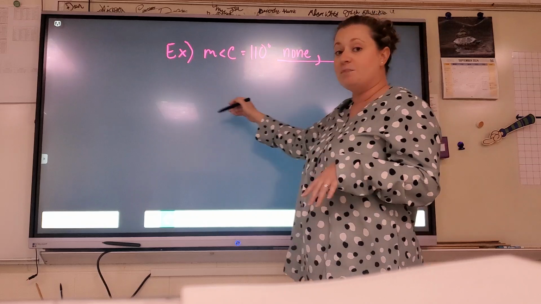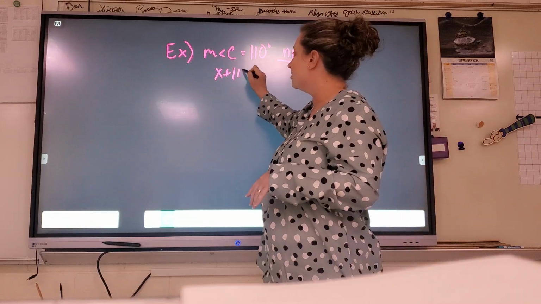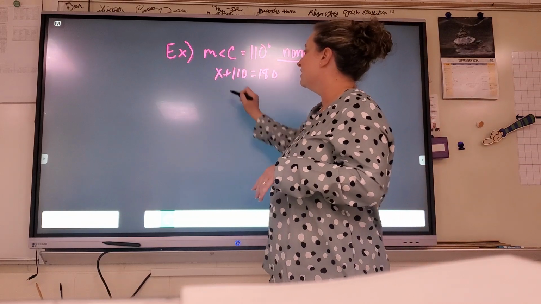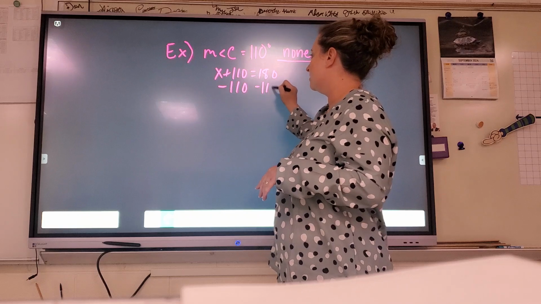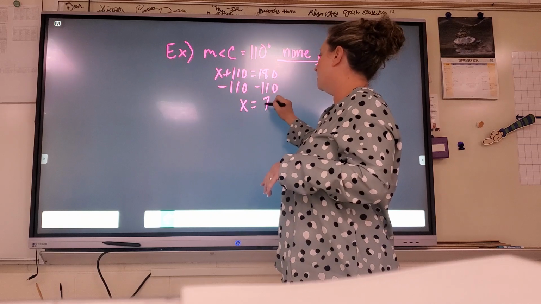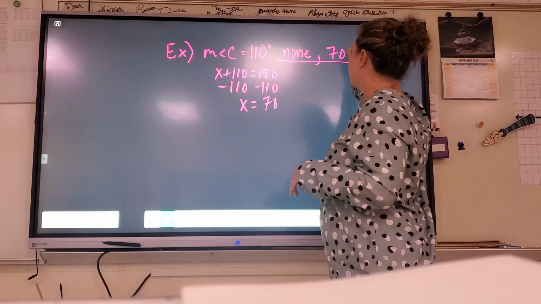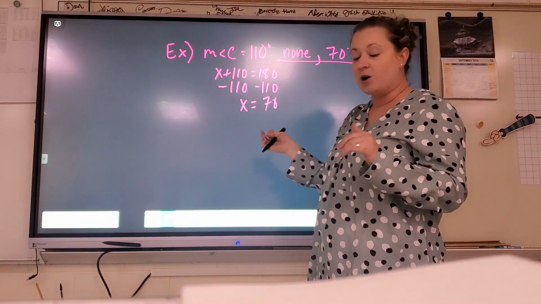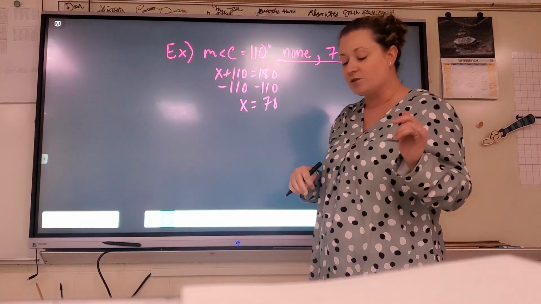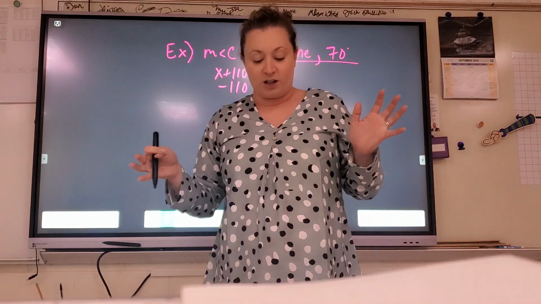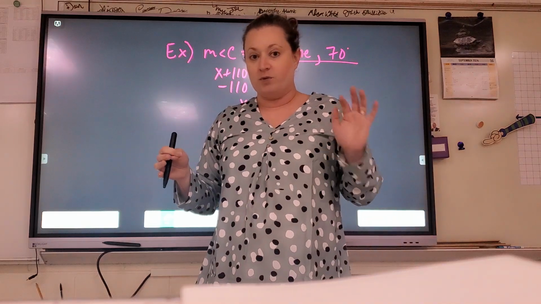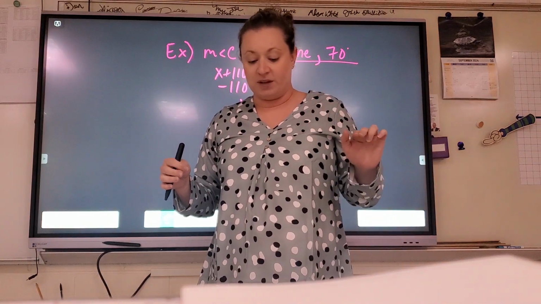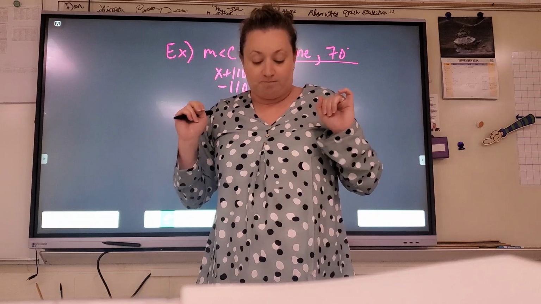And then for the supplement, it's something plus 110 equals 180. So subtract, and you get 70 for your supplement. So that's what you're doing on that first part. They try to trip you up a couple times with some crazy numbers, but for the most part, they're pretty easy to do. So remember what those words mean, complement and supplement, and go with that.